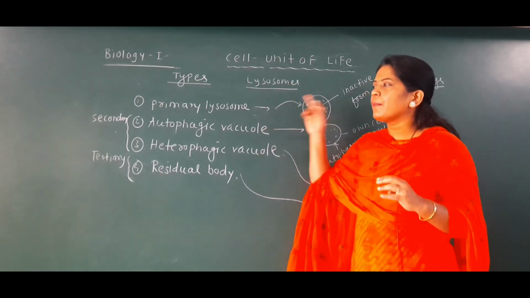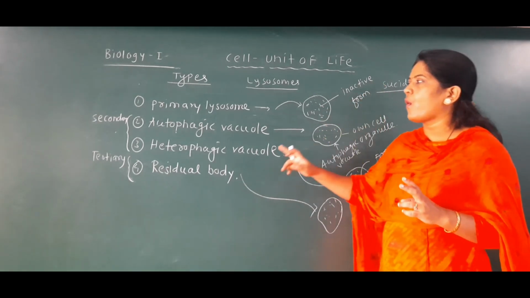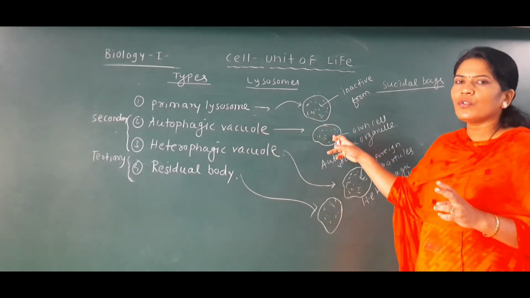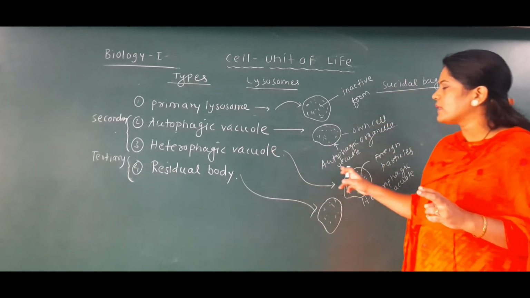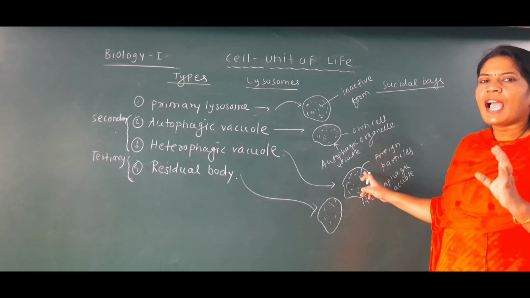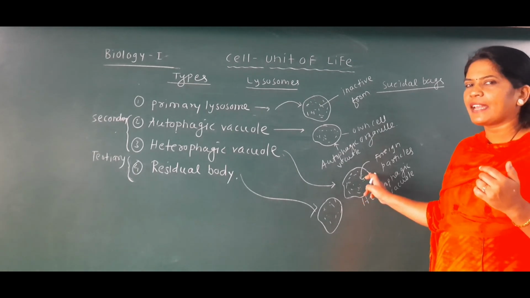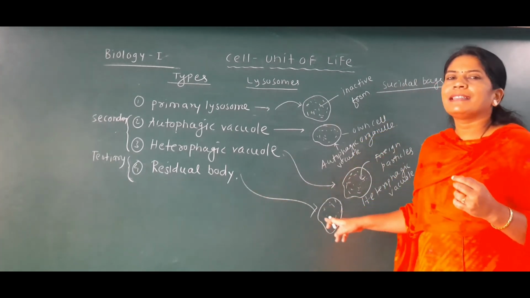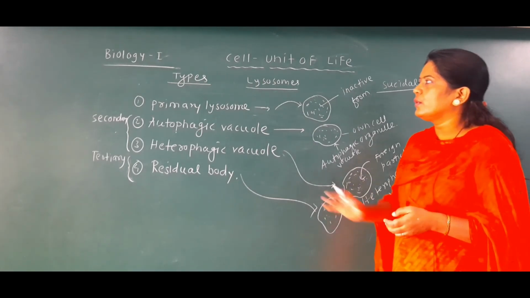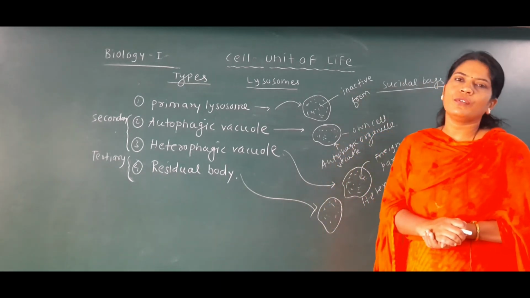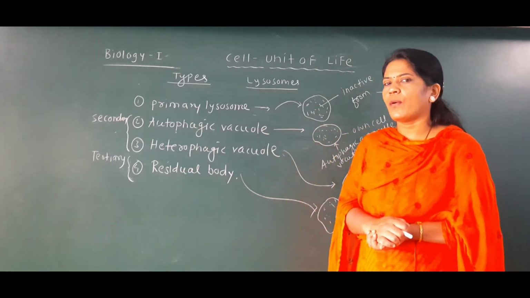4 forms. Primary lysosome is the lysosome where the enzymes present in it are in inactive form. Autophagic vacuoles are the lysosomes which digest the cell's own organelles. Heterophagic vacuoles are the lysosomes which contain foreign particles like bacteria, virus, fungi, etc. and digest them. And the residual bodies are the lysosomes which contain undigested food material inside them. So here we have completed why the lysosomes are polymorphic in nature, because they are found in 4 different forms.